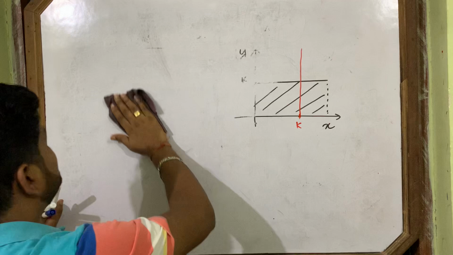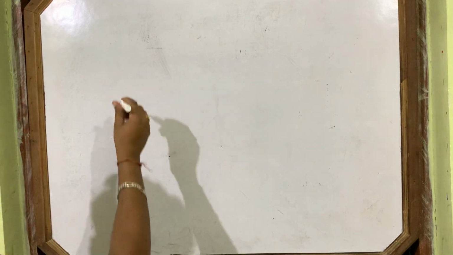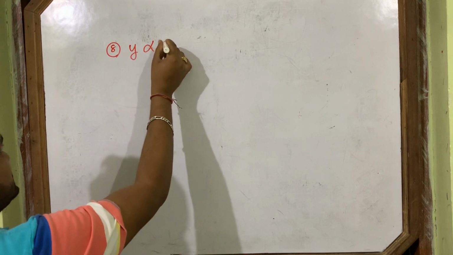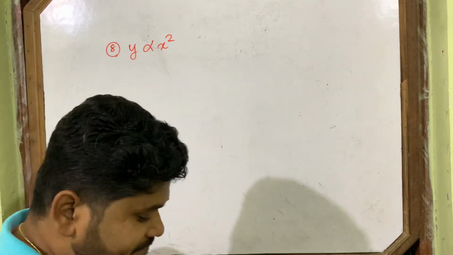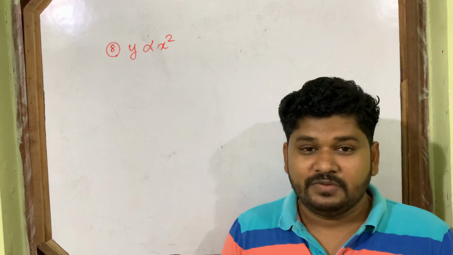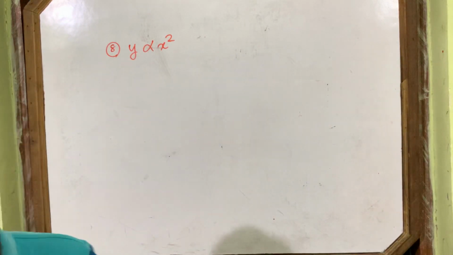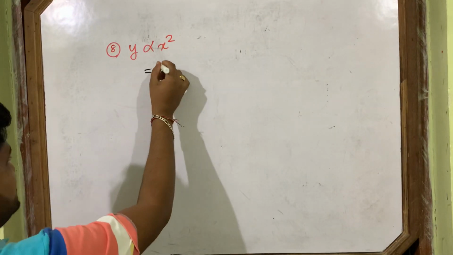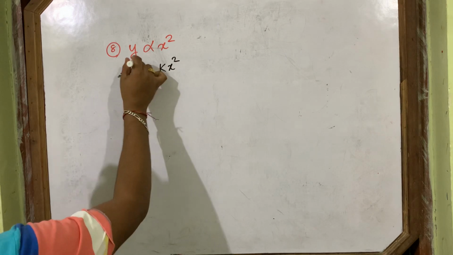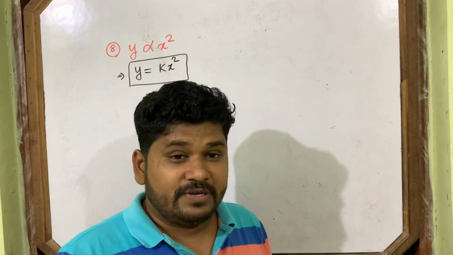Now we will come to the graph number 8. Type 8 graph will do. This is y directly proportional to x square. Quadratic function will come. Y directly proportional to x square. Let's do one thing. Let's multiply one constant here, that is suppose k. Y is equal to kx square. Then how the graph will be?